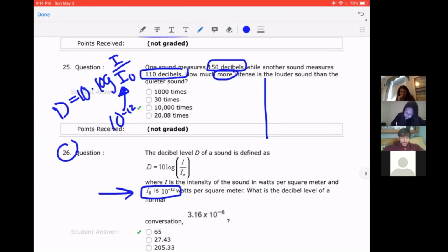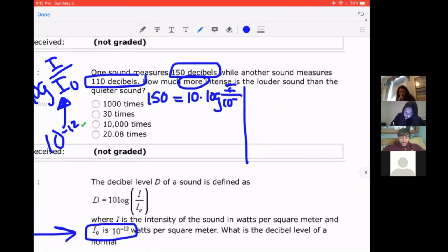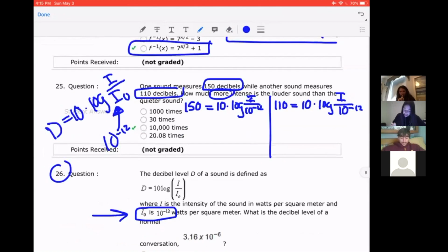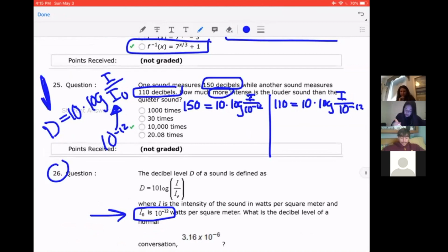So we're going to have 150 equals 10 times log of, I don't know the intensity, I, over 10 to the negative 12. Let me zoom in a little. All right, now for my second equation, I have decibels of 110. So 110 equals 10 times log of I over 10 to the negative 12. Does that setup at least make sense? You see our original formula, you see why we plugged everything in. That letter D stands for decibel.